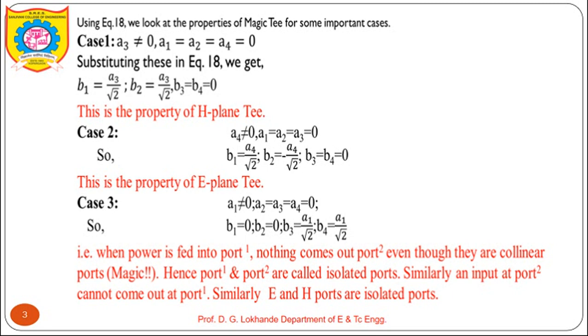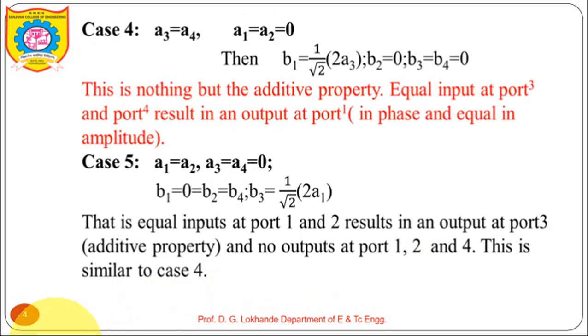So when power is fed into port number 1, nothing comes out of port number 2, even though they are collinear ports. It is a kind of magic we get there. Hence port 1 and port 2 are called isolated ports. Similarly, an input at port 2 cannot come out at port 1. Similarly, E and H ports are isolated ports. So this is case number 3.